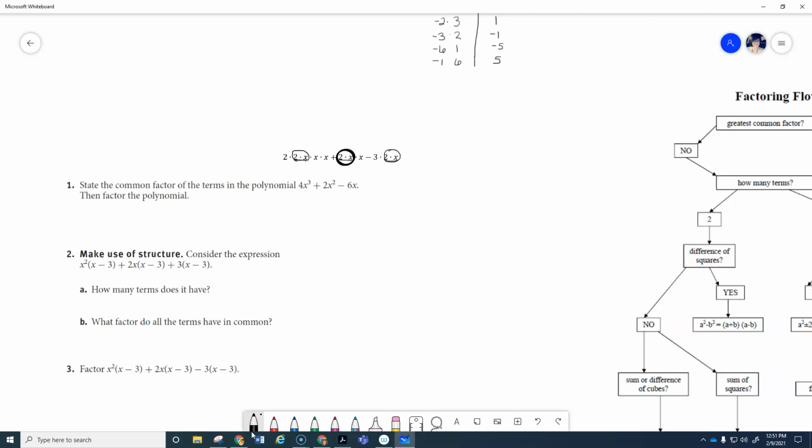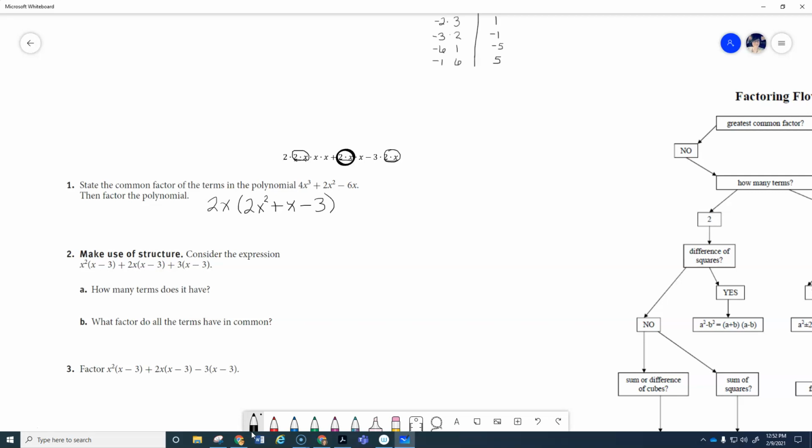So that means that state the common factor: 2x is the common factor. So if we take that 2x out, what's left? We have a 2, this 2 right here left, and those 2 x's, that's simplified down to x squared. And then in the next term, we factored out that 2 and that x, and that leaves that 1x right there. And then in the third term, we have minus 3.